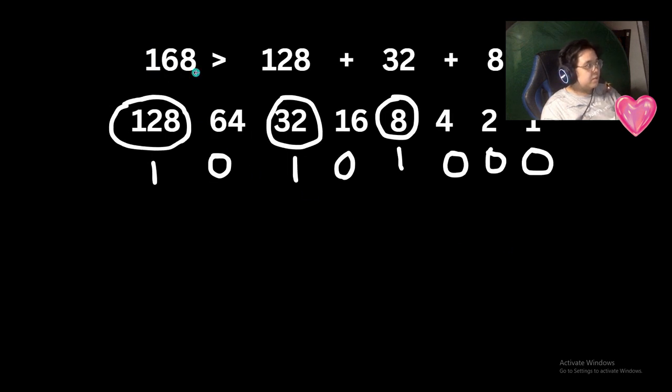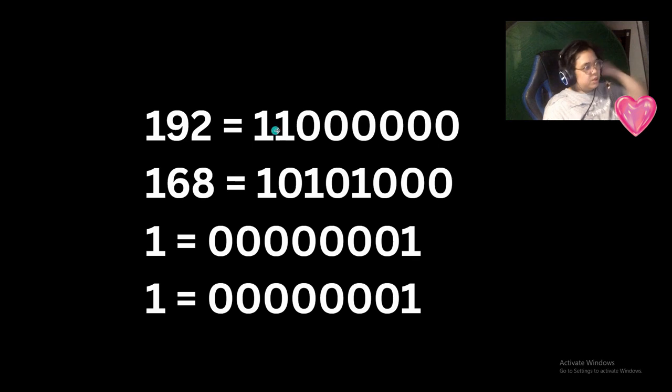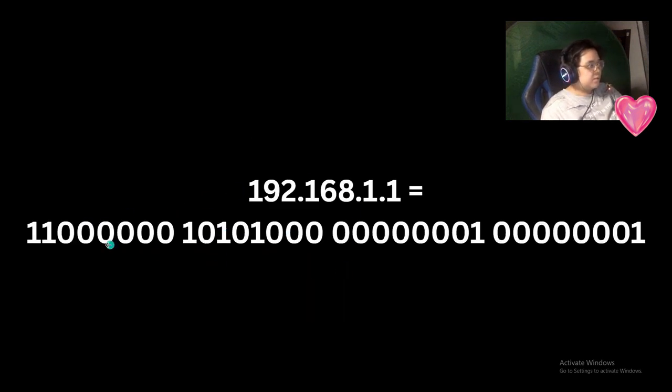For 168, we have 168 minus 128. We have 40. 40 minus 32 is 8. And 8 minus 8 is 0. So we have 1, 0, 1, 0, 1, 0, 0, 0. And for the ones, we just have to subtract it by itself and put zeros before our 1. So this is what we got for each number. So when we add it all, we have 11000000, 10101000, 00000001, and 00000001.